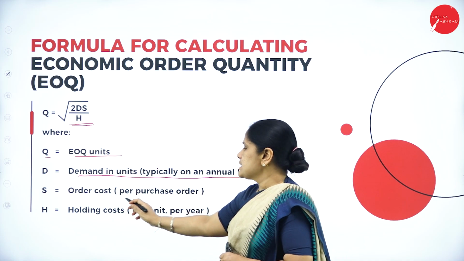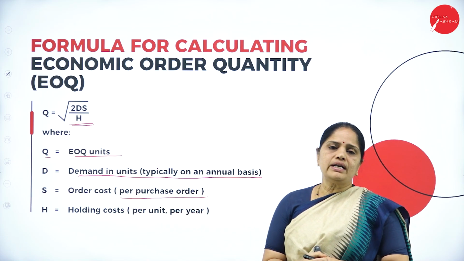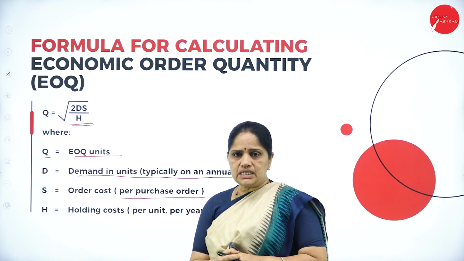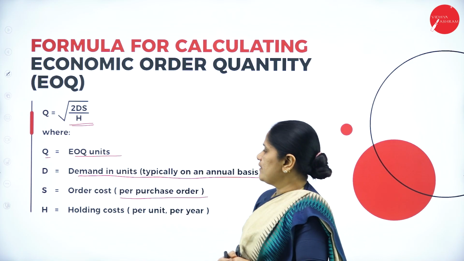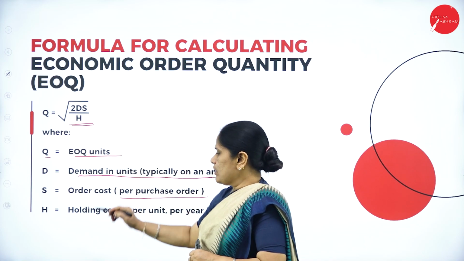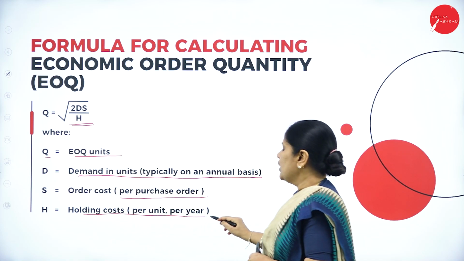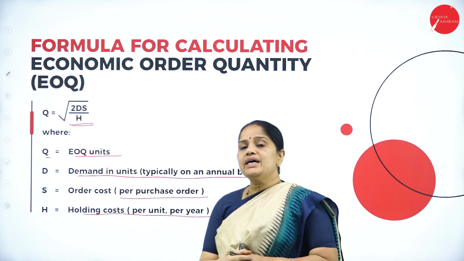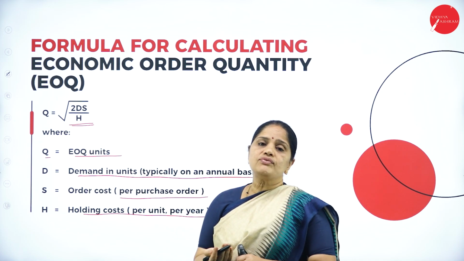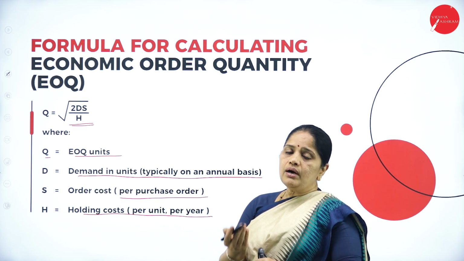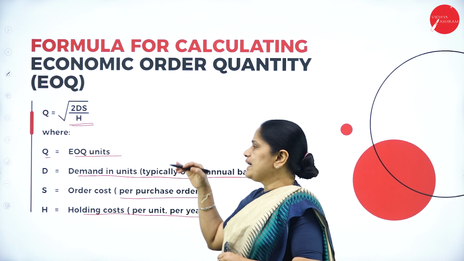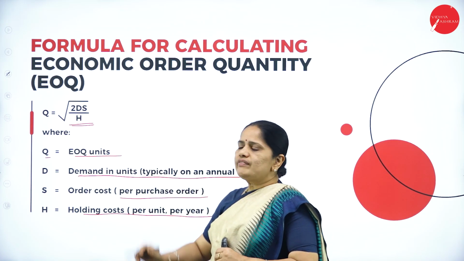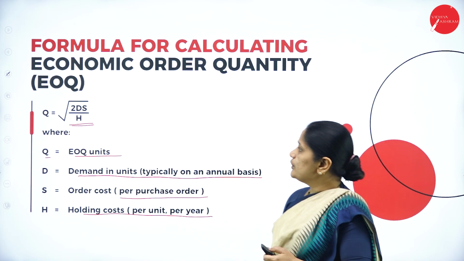Then order cost. So, what is the order cost involved? So, per purchase order, what is the cost involved? That we have to write in the place of S. And next we have the holding cost per unit per year. So, what is the cost of holding that particular stock per unit per year? So that we will divide, and find out the root of that. Then we will arrive at the EOQ units.